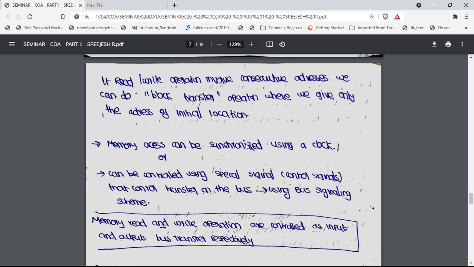Memory access can be synchronized using a clock, or it can be controlled using a control signal, which is known as CS. I think in most designs there will be a CS signal. We will discuss it later. So that's all. Memory access can be synchronized using a clock, or it can be controlled using a signal.